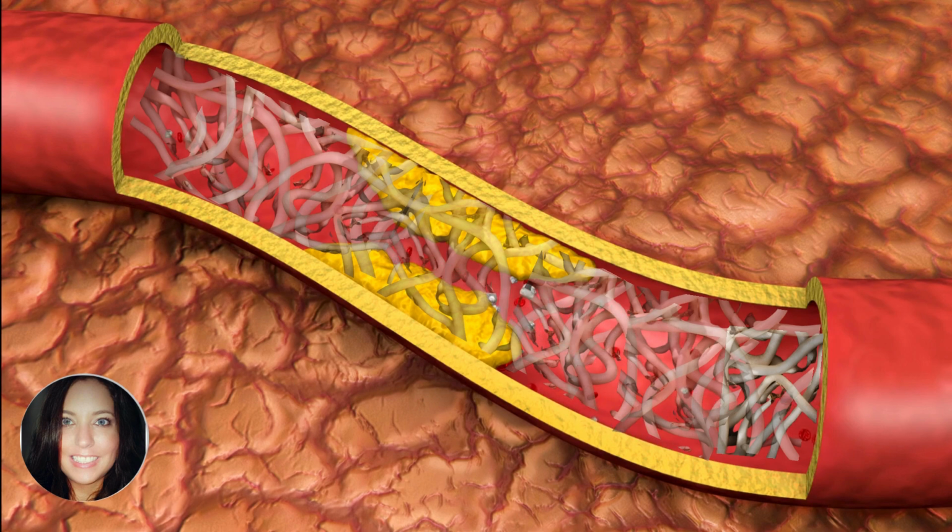The body also gets creative with its plumbing. The pulmonary arteries themselves may widen and thicken to accommodate the increased pressure, and new blood vessels may even sprout up to bypass the blockages.